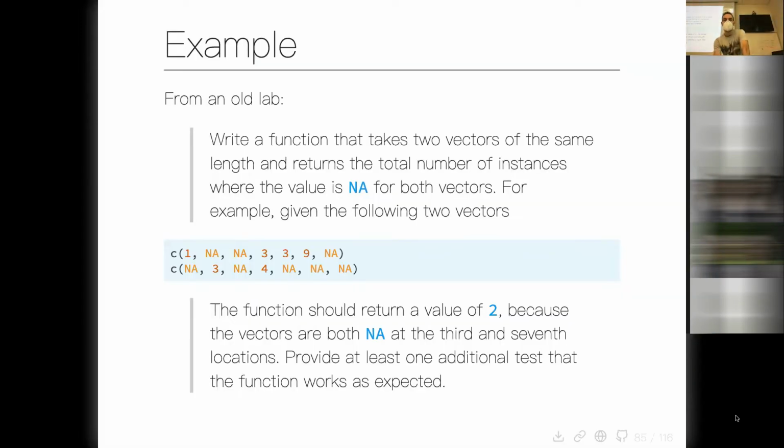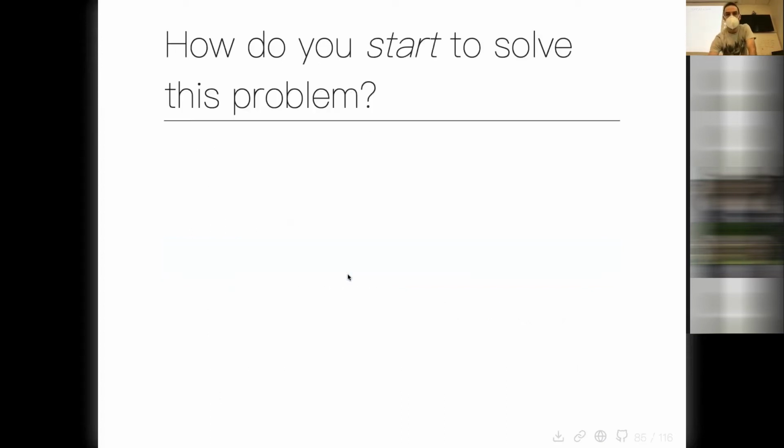Okay. All right, so going back to this example that we talked about, where we have these 2 vectors, and we want to write a function that is going to count how many times any 2 generic vectors are NA in the same place. So for example, here, these are NA, those match, and they're here, those match. So the answer should be 2. Okay, so how do we start to solve this problem?